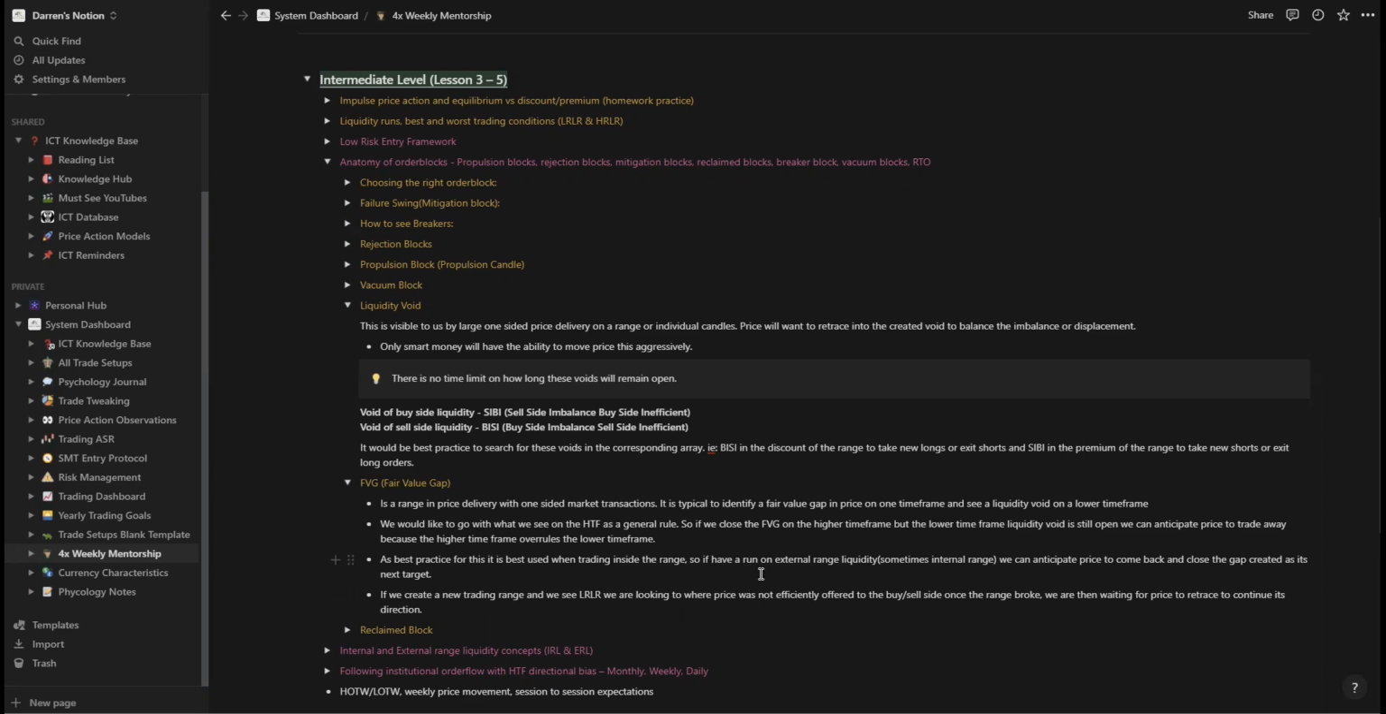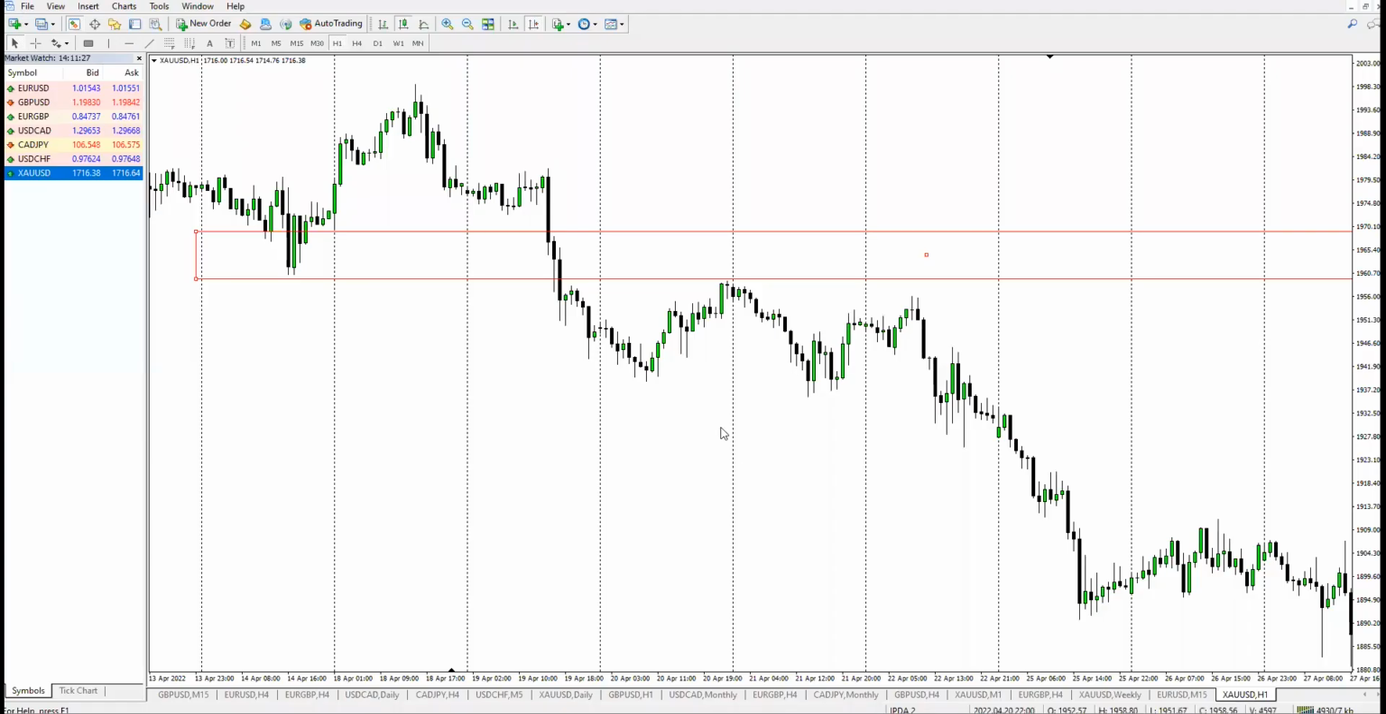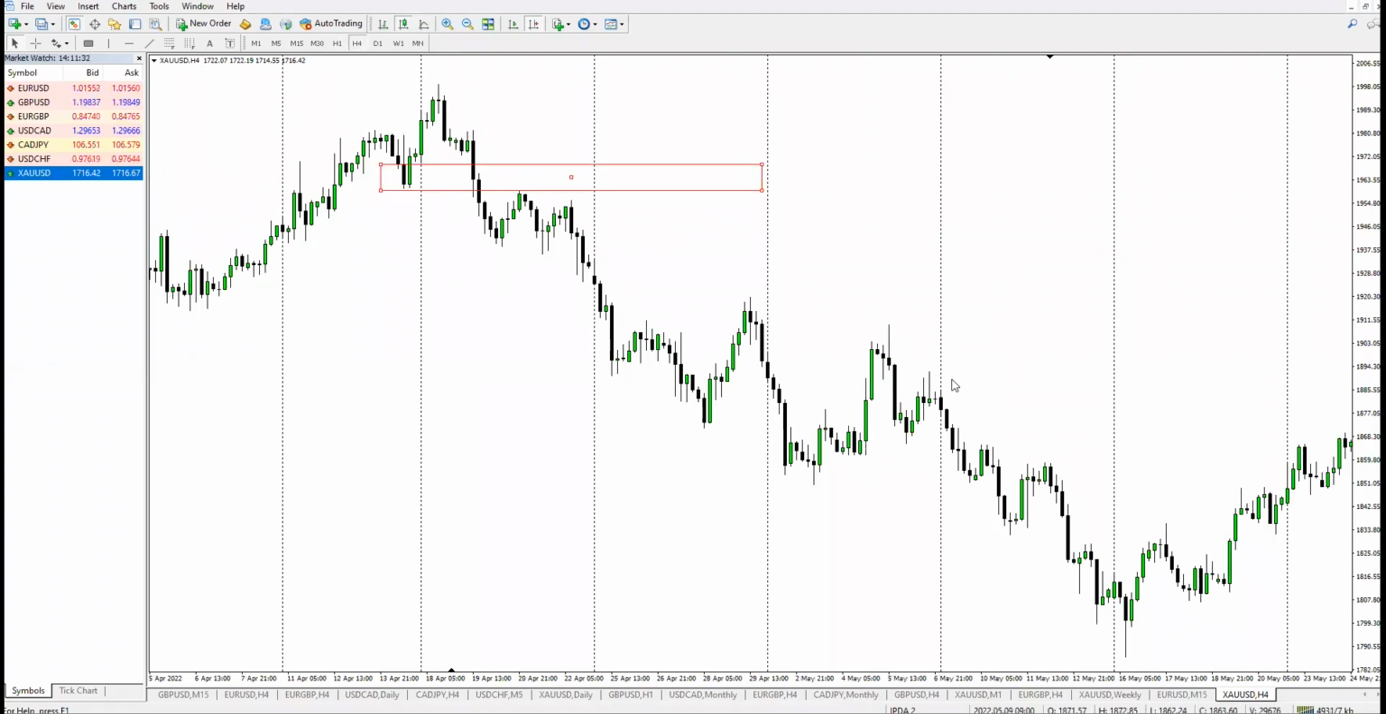So if we have a run on an external range liquidity, or sometimes also internal, we can anticipate price to come back and close a gap that it has created as its next target. What do we mean by that? Well, how do we know what a fair value gap is?